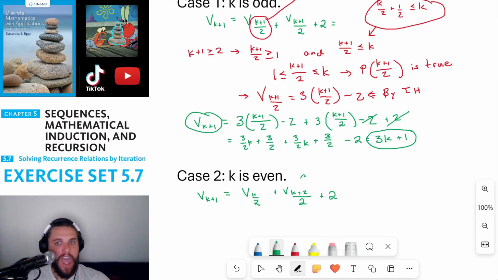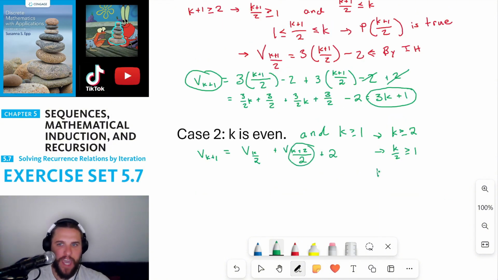Now, k is even and k is greater than or equal to 1, which means that k has to be greater than or equal to 2, since k is even. The smallest even integer that's greater than or equal to 1 is 2. If we divide both sides of this inequality by 2, this means that k over 2 is greater than or equal to 1. And we could say the same thing about the other fraction. K plus 2 over 2 is also greater than or equal to 1 because k over 2 is greater than or equal to 1. If you make the numerator bigger, then you're going to make the overall fraction bigger.